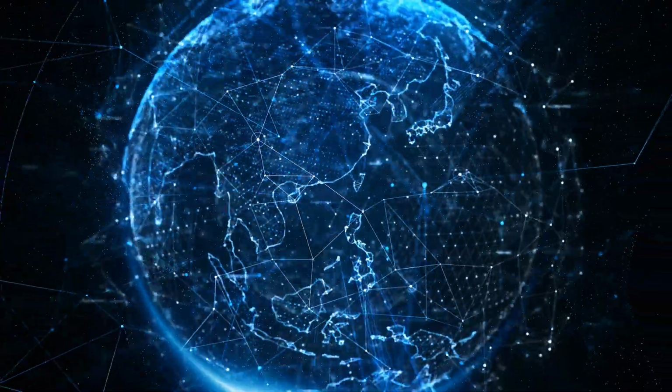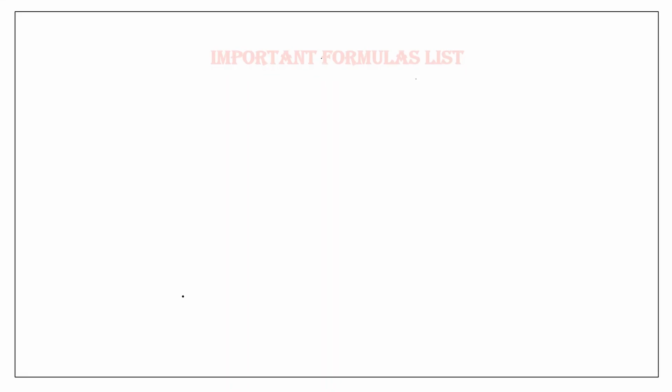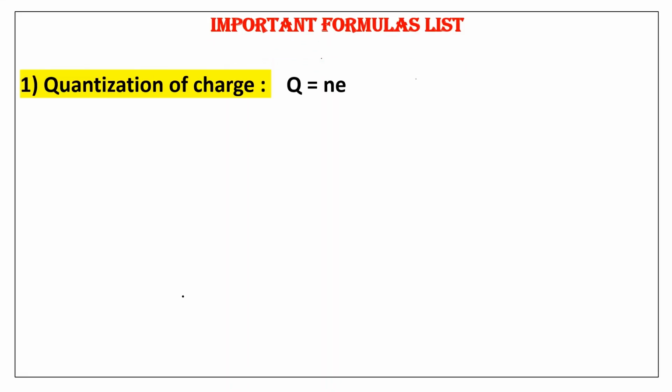Let's start one by one. 1. Quantization of charge. Q is equal to Ne, where N is equal to number of electrons added or removed from the body. Q is equal to charge on a body. E is equal to elementary charge.